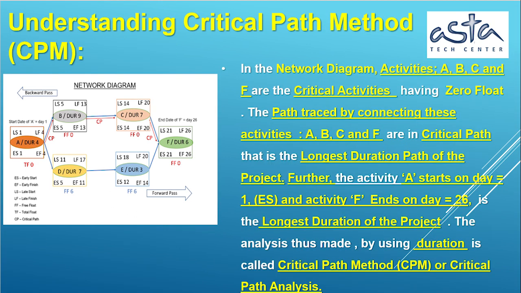Understanding critical path method, CPM. In the network diagram, activities A, B, C and F are the critical activities, having zero float. The path traced by connecting activities A, B, C and F is the critical path, that is the longest duration path.